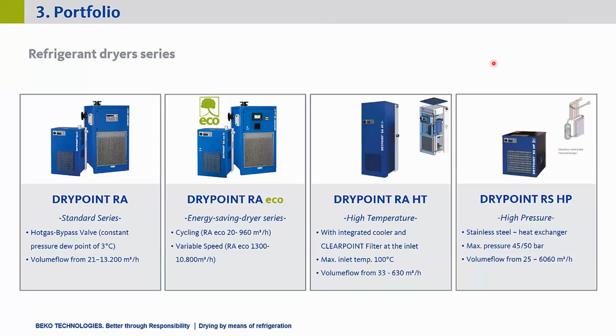And in the end, we also have the RSHP, which is the high pressure dryer with a stainless steel heat exchanger, which is then suitable for max pressures of 45 and 50 bar. I think we will hear some more information about some of these when we have a look at the options and the naming. So this is just the standard series that we have. And also this is only speaking of our European market.